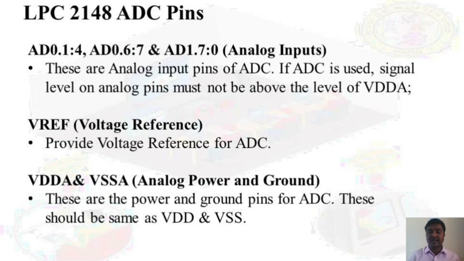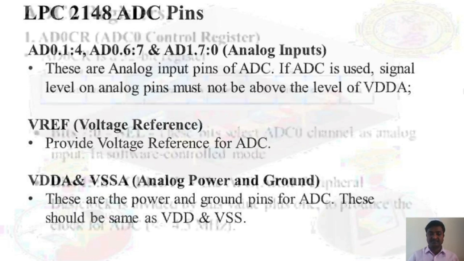These are the analog inputs considered in the LPC 2148 pins, the analog input pins of ADC. If ADC is used, the signal level on analog pins must not be above the level of VDDA. Here V reference means the voltage reference provided for ADC. VDDA and VSSA are analog power and ground. These are the power and ground pins for ADC, and they should be the same as VDD and VSS. These are the ground pin points.